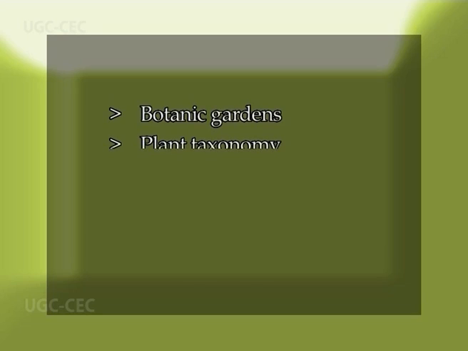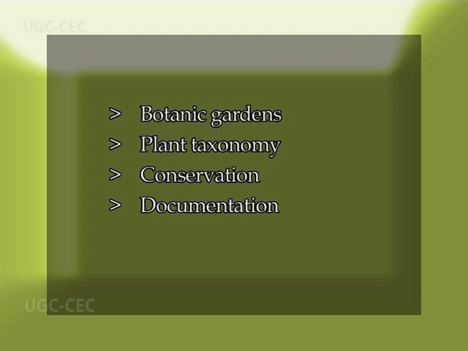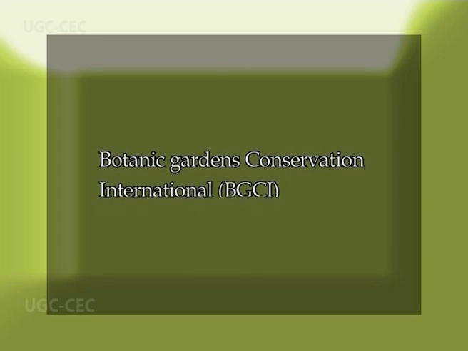As regards existing botanic garden networks, the two major network organizations operating worldwide are: number 1, International Association of Botanical Gardeners, IABG, formed in 1954 with the ultimate aims of promoting international cooperation between botanic gardeners, plant taxonomy, conservation, documentation and exchange of information, and number 2, Botanic Gardens Conservation International, BGCI, founded by the International Union for Conservation of Nature in 1987.